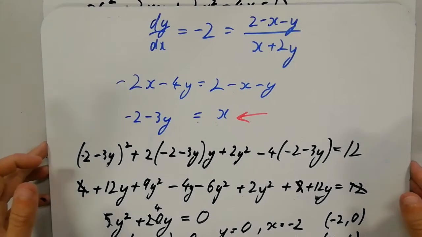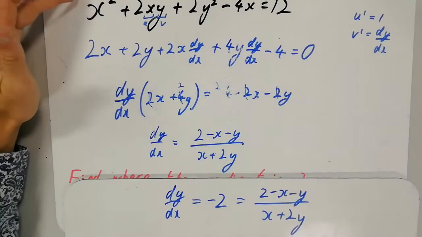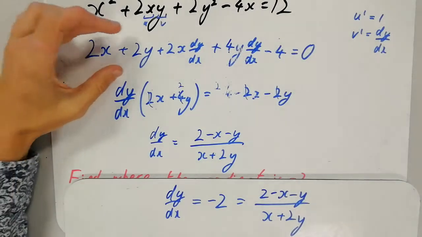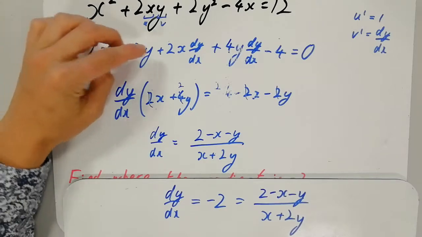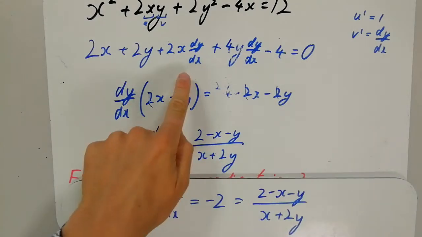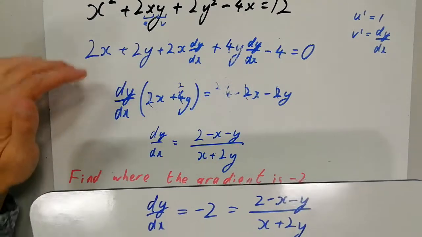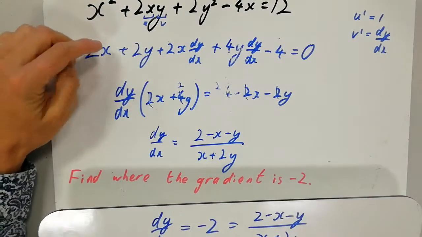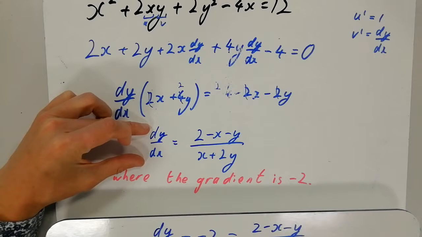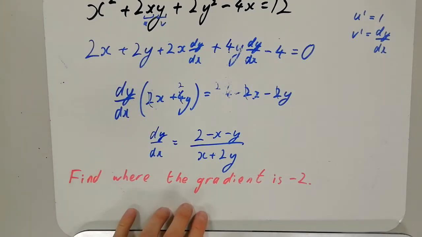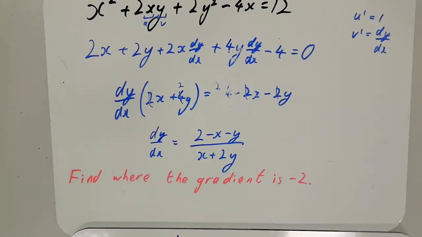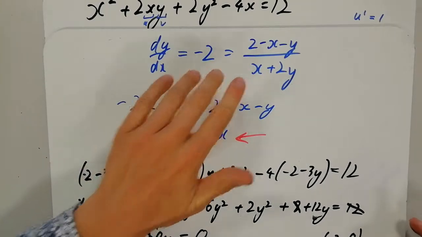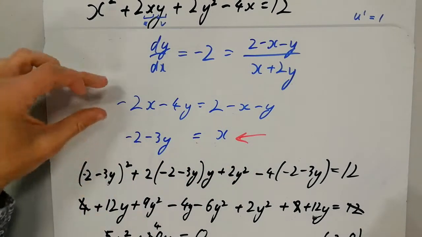Okay, so key steps to that. Differentiate implicitly first of all, one term at a time. Whenever you differentiate a y, you need to put a dy/dx at the end of it, and remember the product rule if required. Make dy/dx the subject. Then, if there's a second part to the question, find where the gradient is 2. We set the derivative equal to 2.